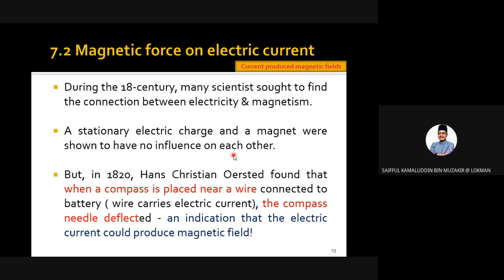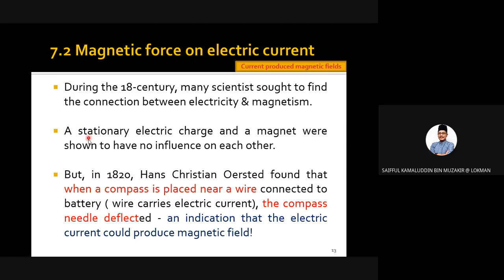But in 1820, Hans Christian Ørsted found that when a compass is placed near a wire connected to a battery, which means the wire actually carries the electrical current, the compass needle will be deflected. This is an indication that the electric current would produce magnetic field.